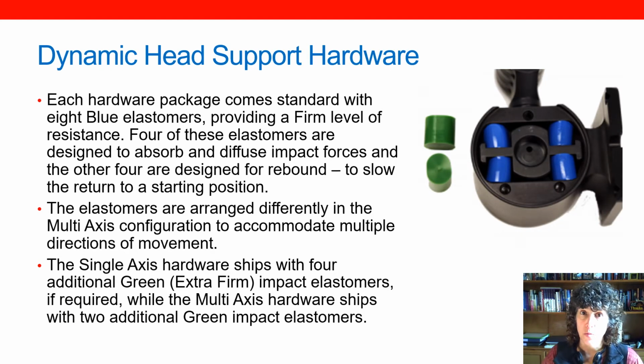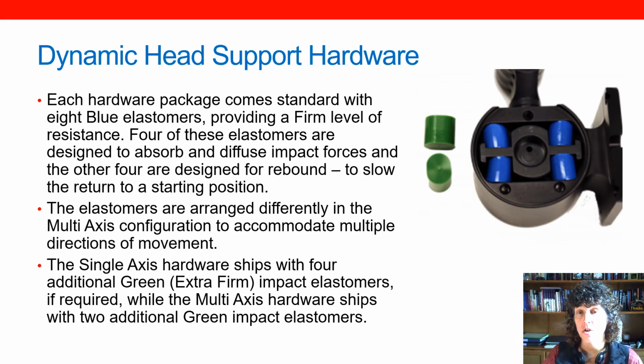So each hardware package, whether single-axis or multi-axis, comes standard with 8 blue elastomers. This provides a firm level of resistance for the client. 4 of these elastomers are called impact elastomers. They are designed to absorb and diffuse the forces of the client as they move their head rearward or posteriorly. The other 4 are called rebound elastomers.